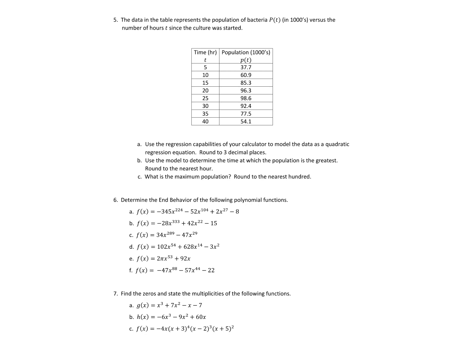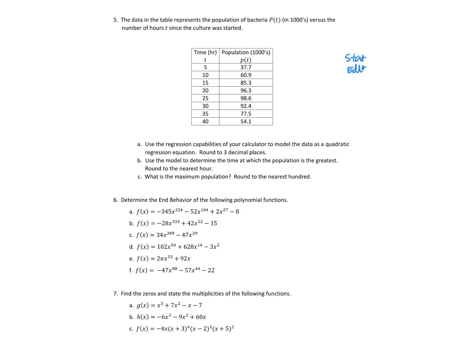Okay, it says the data in the table represents a population of bacteria, measured in thousands versus the number of hours since the culture was started. So use regression capabilities of your calculator to model the data as a quadratic regression. So to do this, we're going to go first to stat and then edit. And we're going to type in those numbers. So I'm going to pause this for a second while I type them in. Okay, I typed them all in.